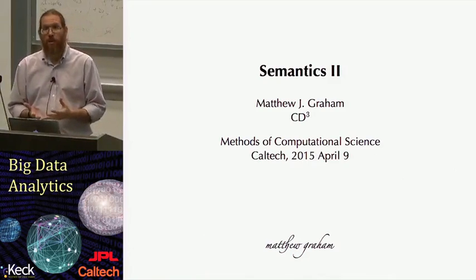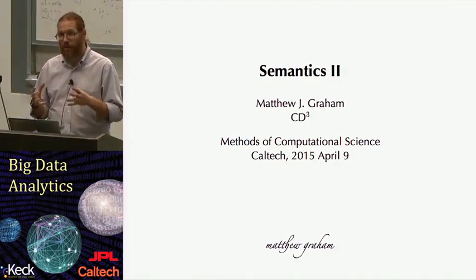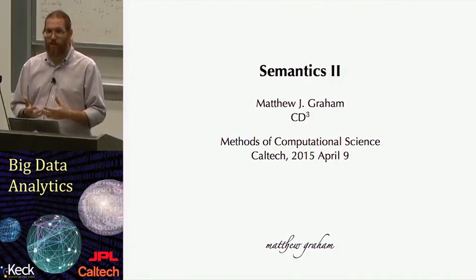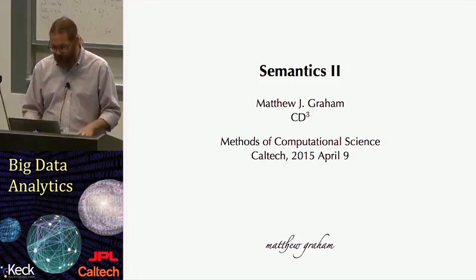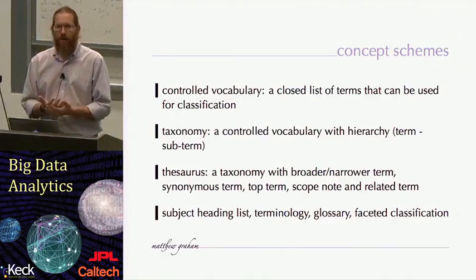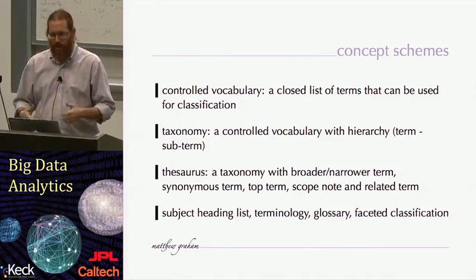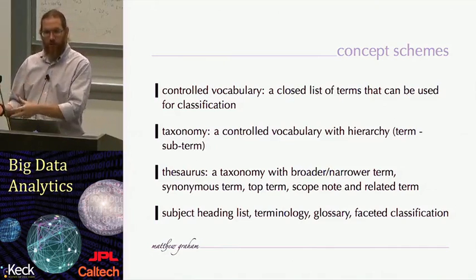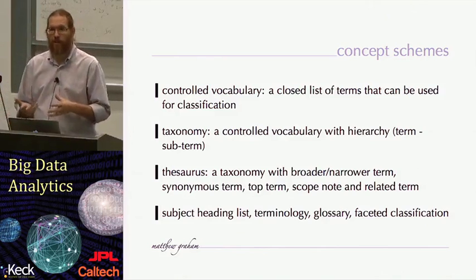In this module, we're going to be considering how to actually represent domain knowledge in machine-processable form through concept schemes and ontologies. So we have a hierarchy of concept schemes that can be used to capture domain knowledge. The idea is, in its simplest form, we have a controlled vocabulary. So this can just be a closed list of terms that we can use for classification.